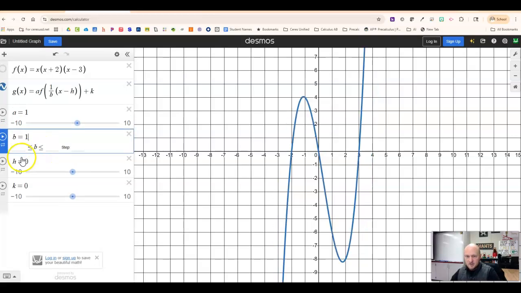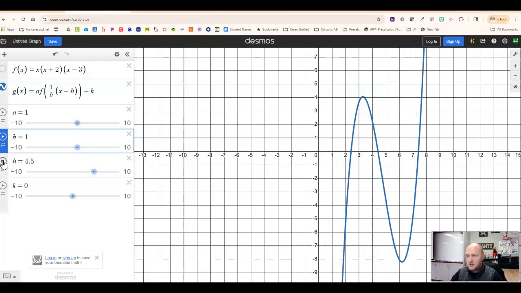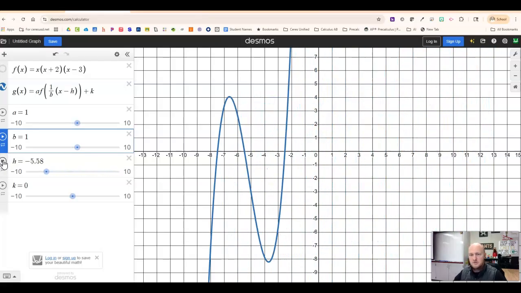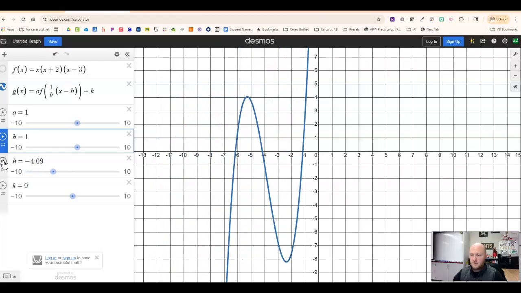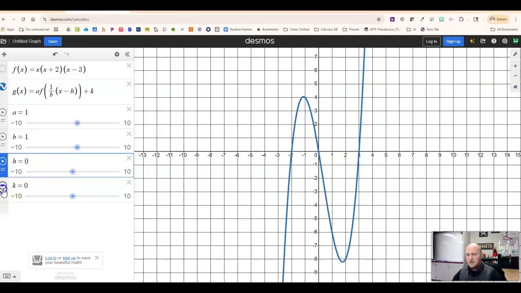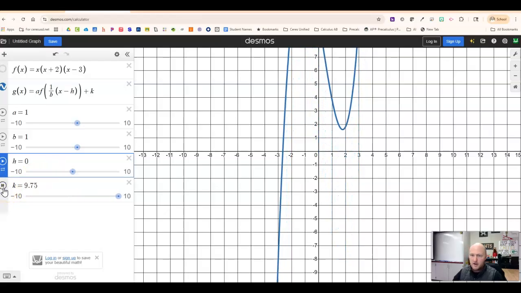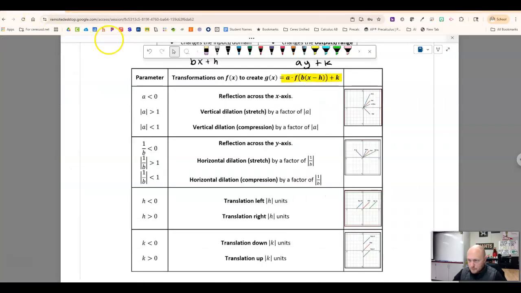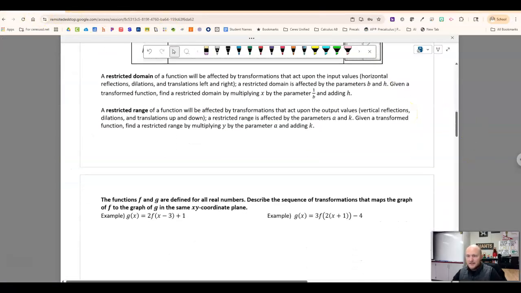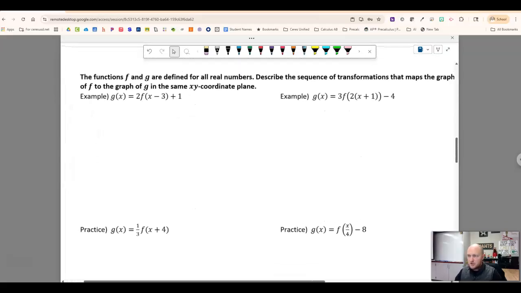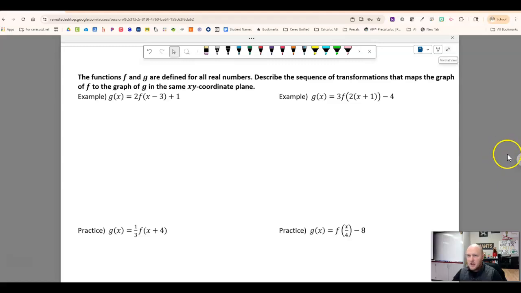And then here is your h parameter. It's just going to take your graph to the right, to the right, to the left, to the left. Okay, and then let's check out k. k will move your graph up or down. Okay, so those are the parameters. Now, let's talk about some of the transformations here. Two examples, two practice ones.